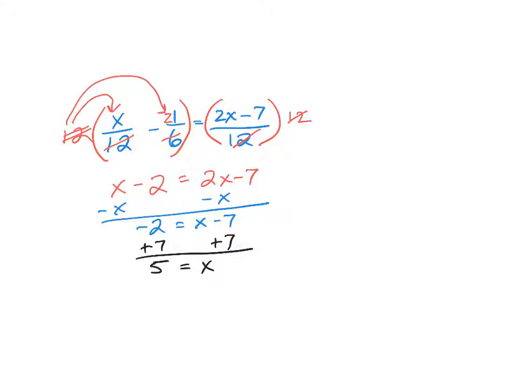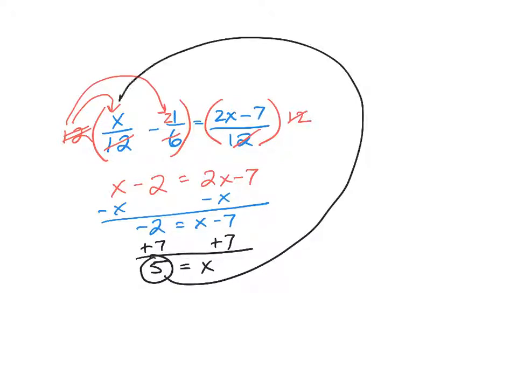This is one that, once again, I can go through if I want to and put 5 back into the original equation. Doing this, it's not going to be quite as easy to go through and solve, but let's go through and do that. I have 5/12 subtract 1/6 is equal to, if I put a 5 in for that 2x, I'm going to get 10 minus 7, which gives me a 3, so I get 3/12. So the question is, is 5/12 minus 1/6 the same thing as 3/12?